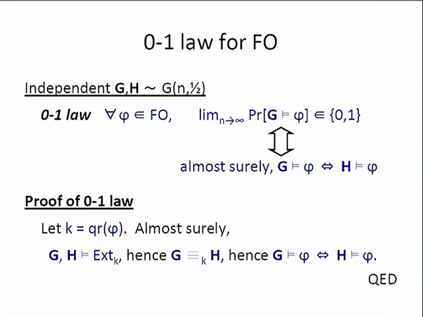Okay, so here's a proof now of the 0-1 law. Let k be the quantifier rank of our sentence phi, and take two independent random graphs, G and H. So almost surely they're both k-extendable. Therefore, they're k-equivalent, and therefore, one satisfies phi if and only if the other satisfies phi. Okay, so this proves the equivalent statement of our 0-1 law. Is that clear?